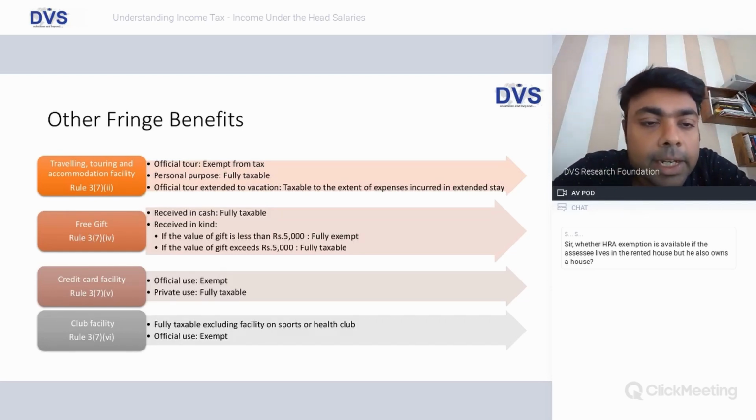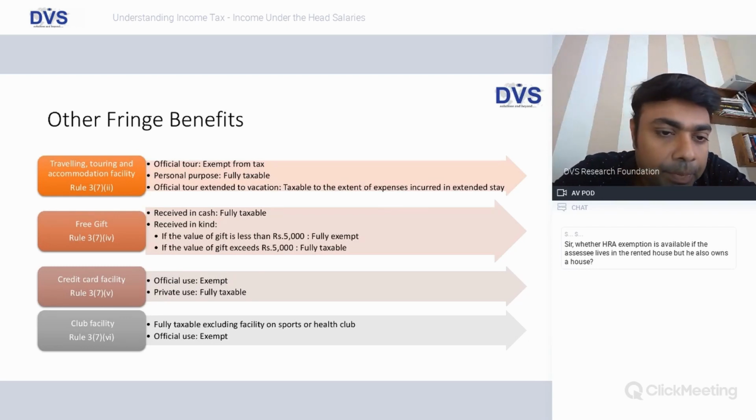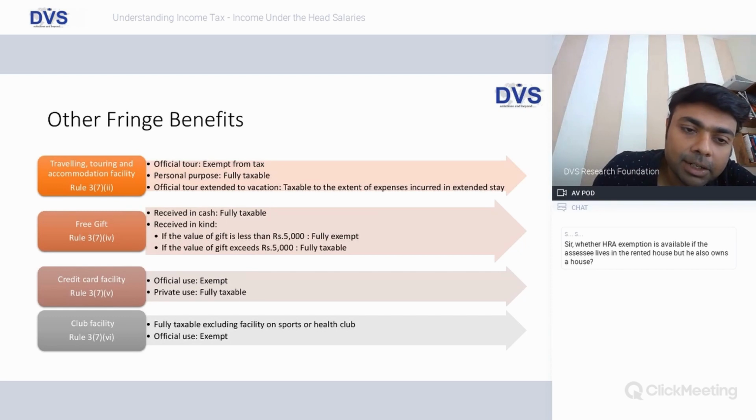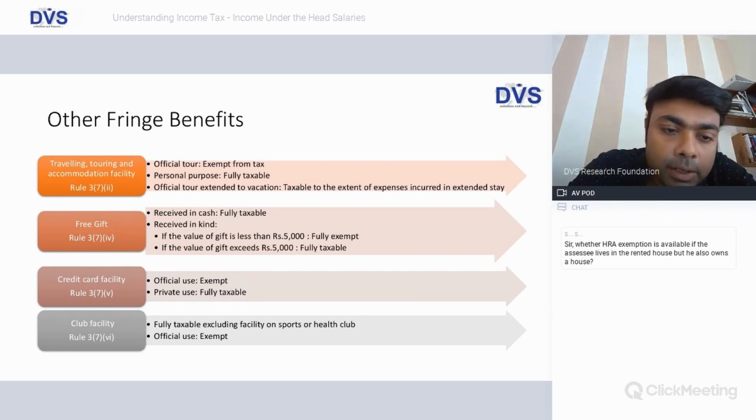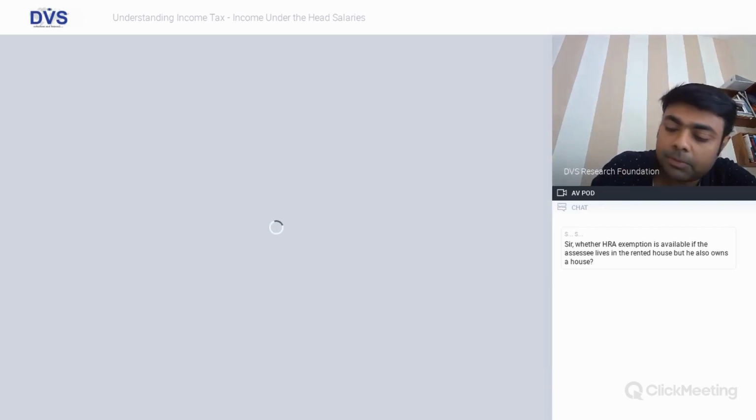Next, any other perquisite. So if it's a traveling facility for official, fully exempt, personal, fully taxable. And where you go on an official tour and extend it for a personal purpose, then to the extent of that extended stay will be taxed. Similarly, gifts up to 5,000 not taxable, beyond 5,000 fully taxed. Credit card for official, fully exempt, personal it is fully taxable. Club facility, fully taxable excluding sports or health club. Official use it is eligible for exemption.